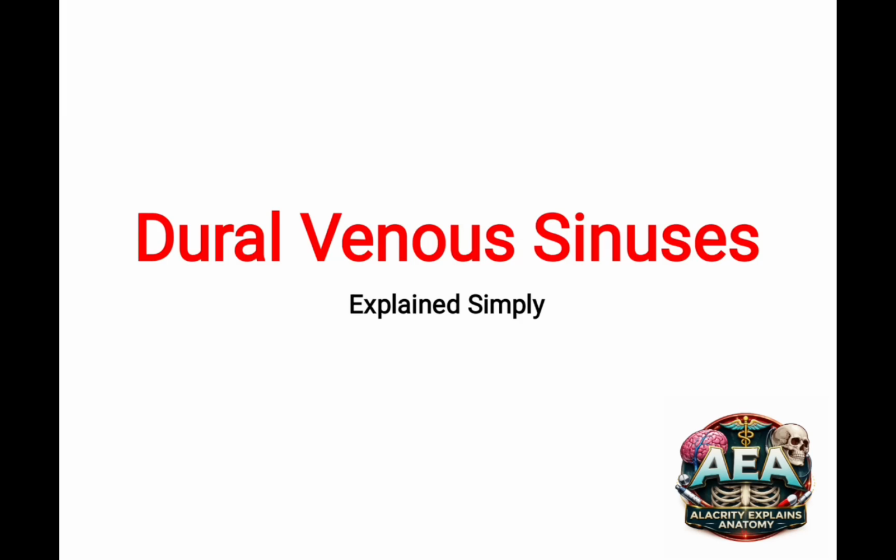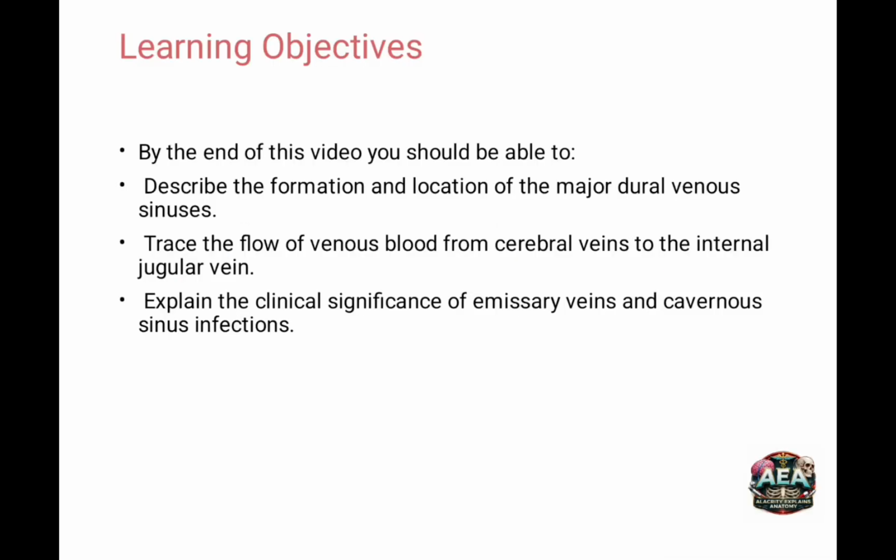Today we are going to be looking at dural venous sinuses. By the end of this video, you should be able to describe the formation and location of the major dural venous sinuses. You should be able to trace the flow of venous blood from cerebral veins to the internal jugular vein, and also explain the clinical significance of hemispheric vein and cavernous sinus infections.